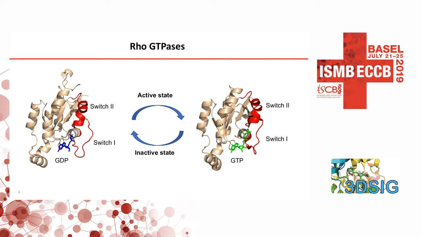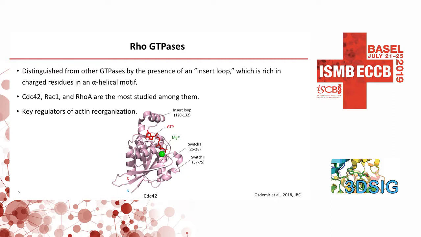Upon this activation after binding of GTP, there are some conformational changes occurring on the switch 1 and switch 2 regions, and these conformational changes enable the binding of several effector molecules to the GTPase molecule. Rho GTPases can be distinguished from the other GTPases by the presence of the insert loop. This is the insert loop, and it's an alpha helical motif that's enriched in charged residues.